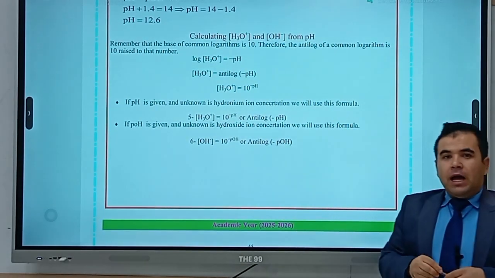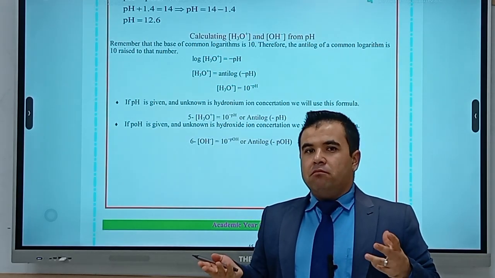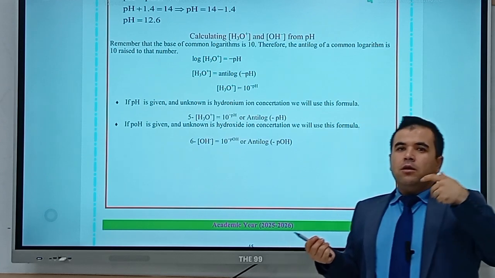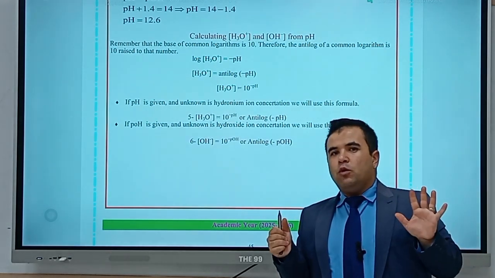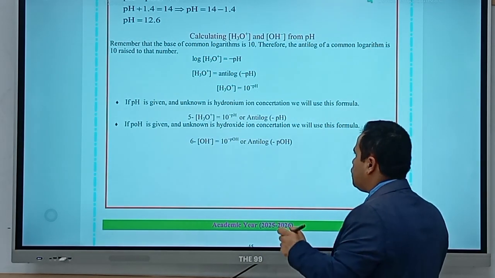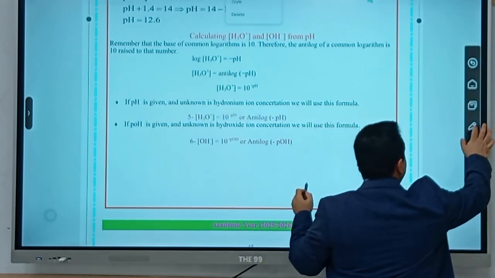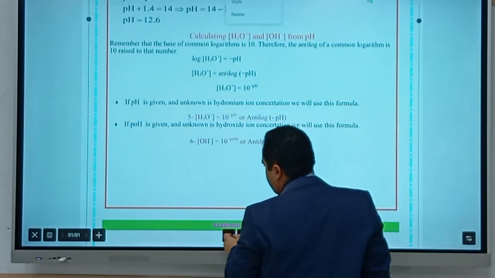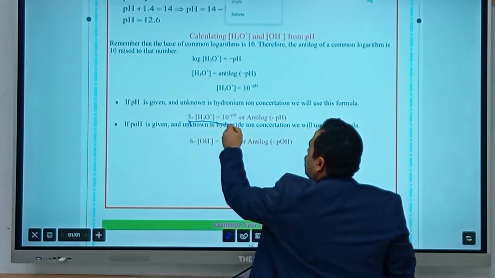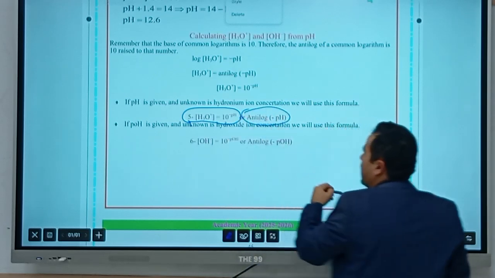What if the hydronium and hydroxide are required and the pH and pOH are given? We have two other equations. We studied 4 equations. I told you we have got 6 equations in this section to solve all types of questions. The 2 other equations, the 5th one is to calculate hydronium through the pH of the solution. Hydronium is equal to 10 to the power minus pH or antilog of minus pH.